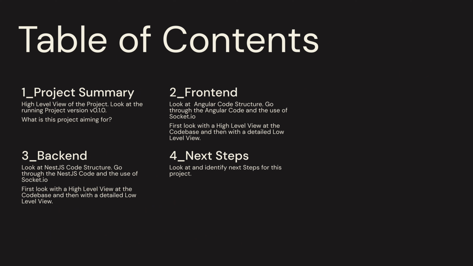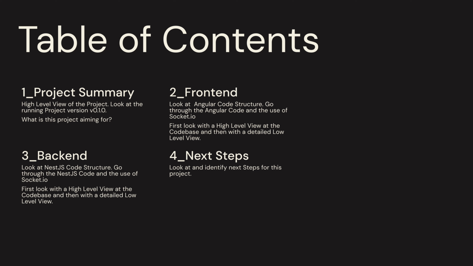So let's go to the table of contents. First, we are looking at the first chapter, the project summary. So we take a little bit of a high-level view of the project. We also look at the running project in version 0.1.0, and we look at what this project is aiming for, and we look at the Docker Compose and Dockerfiles so that you can easily start the project with just one command if you have Docker installed.